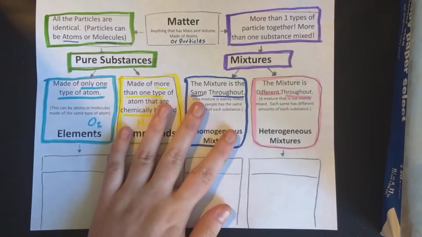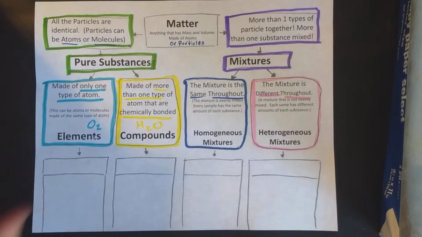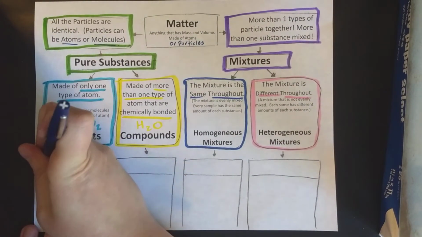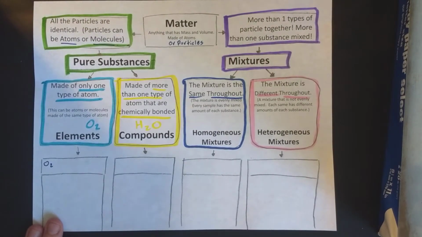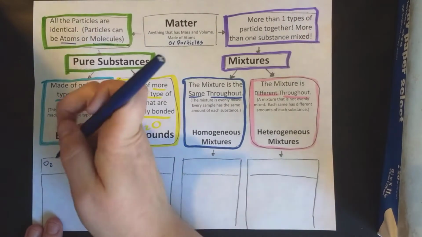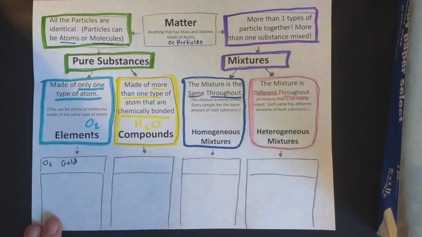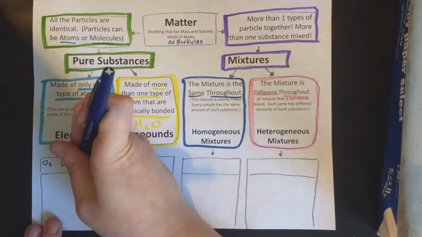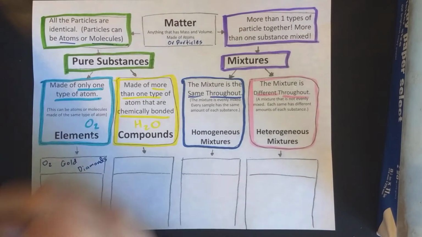So let's go look at all of our different examples and come up with some examples. Elements have to have one type of atom. So this could be O2. It's still one type of atom, even though there's two oxygens. They're both oxygen. We could have gold. Anything on the periodic table is going to be pure. Another good example is diamonds. Diamonds are made of pure carbon.